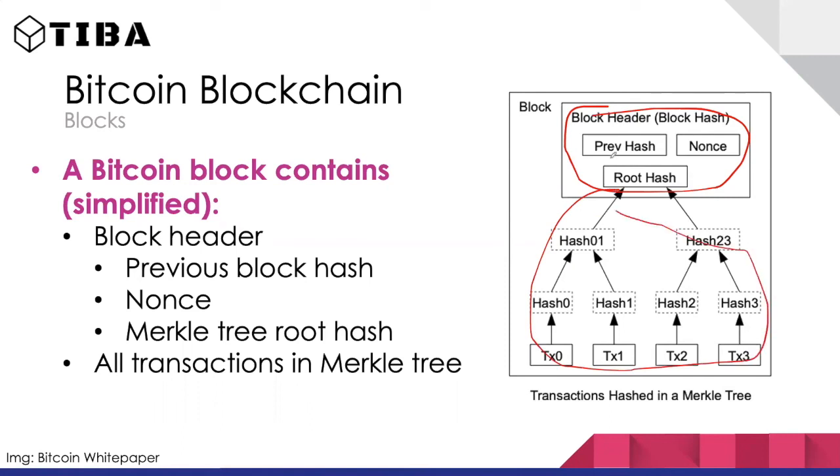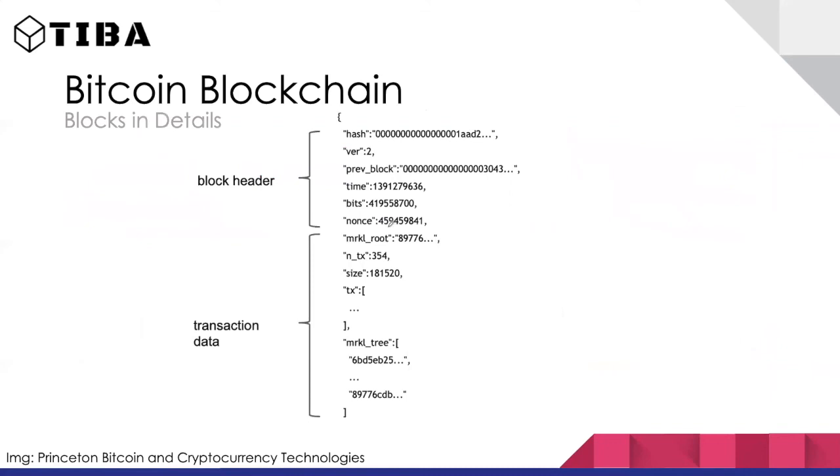So a block header, you have the previous hash, so the hash of the previous block. You have the nonce, the puzzle you're trying to solve, and then the root of the Merkle tree. And then you have the data, all the transactions at the bottom, and then it goes up, and you have the Merkle tree over here.